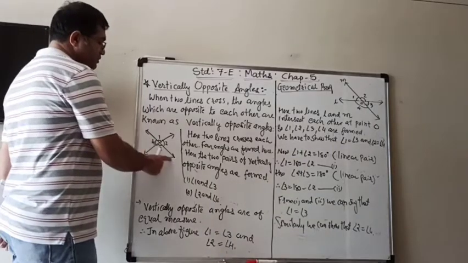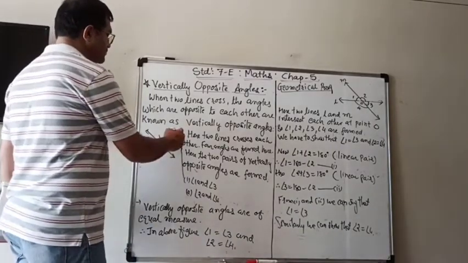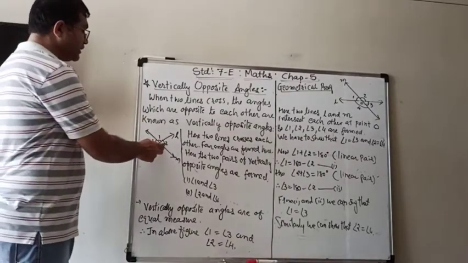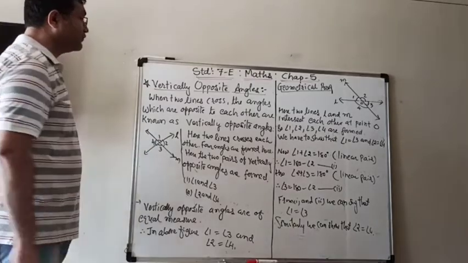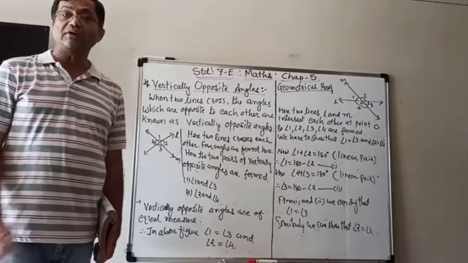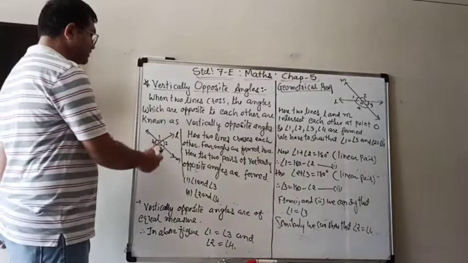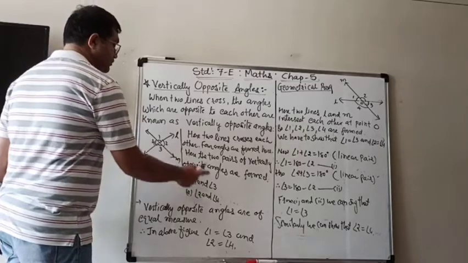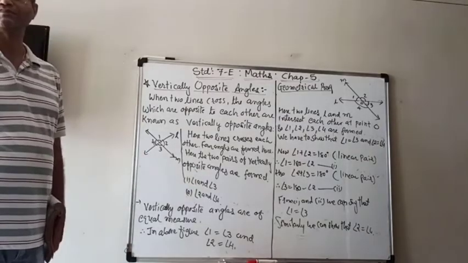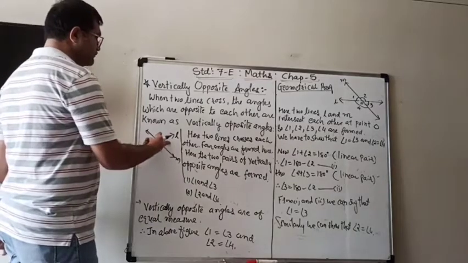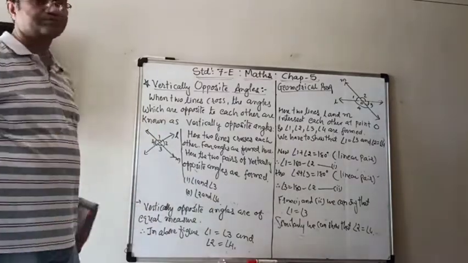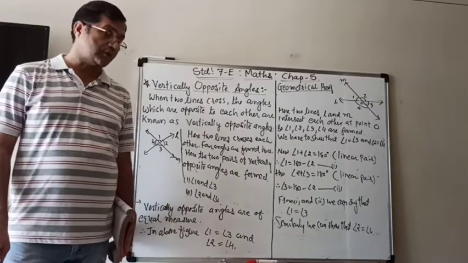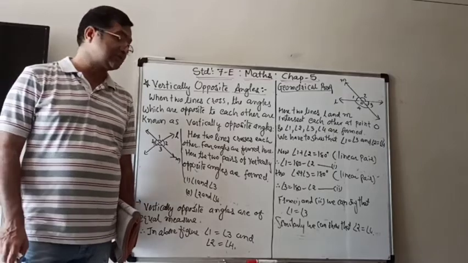You can see here the two lines, say L and M. They are crossing each other, making angle 1, angle 2, angle 3 and angle 4. Now here you can observe that angle 1 and angle 3 are exactly opposite to each other. So it is one pair of vertically opposite angles. And then 2 and 4 are also opposite to each other, so they also form vertically opposite angles.